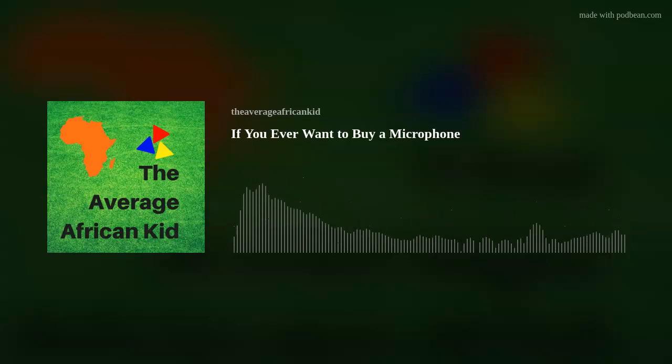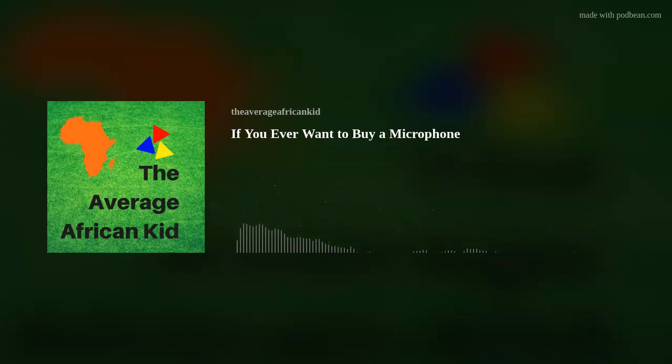Okay, so there are many different types of microphones on the market and in the world in existence. A microphone is basically a transducer.